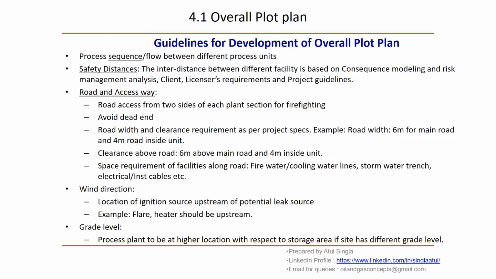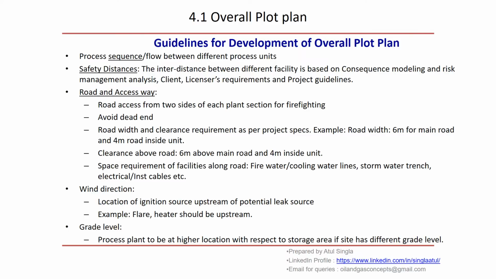Road and access way. Road access from two sides of each plant section for firefighting. Avoid dead ends. These are the general guidelines which we need to follow while developing an overall plot plan. Road access should be there. Dead end should not be there. Road width and clearance as per project specs. Example, road width is 6 meter for main road and 4 meter for secondary road, we can say.